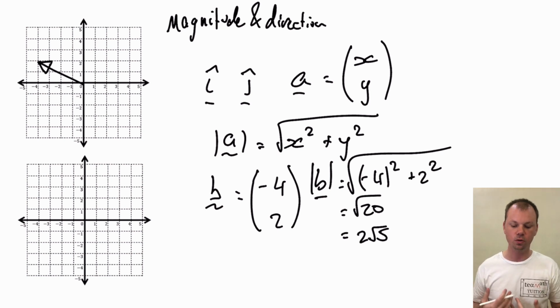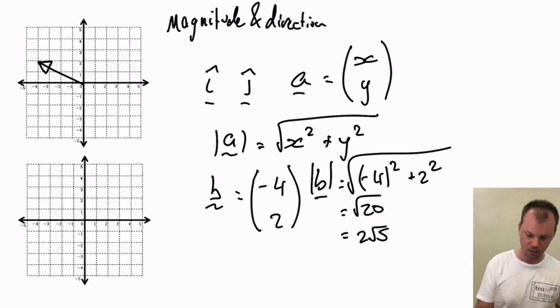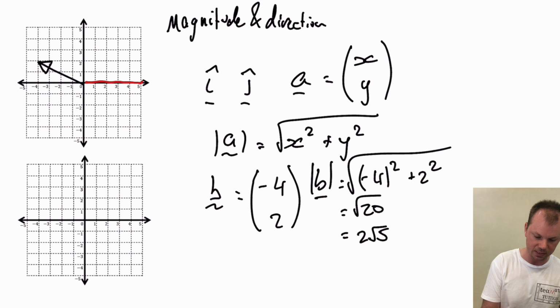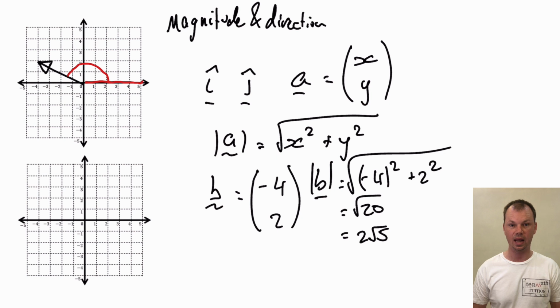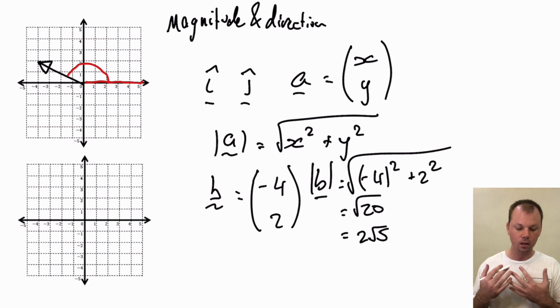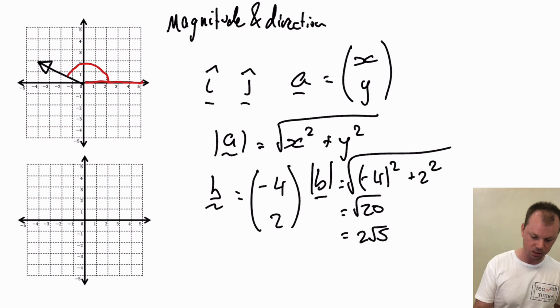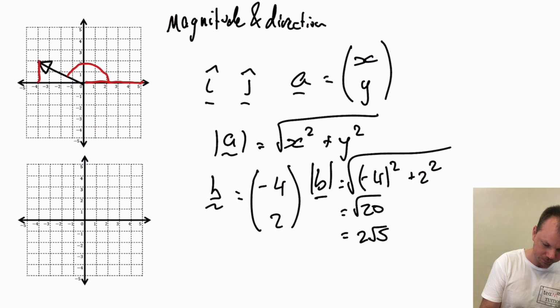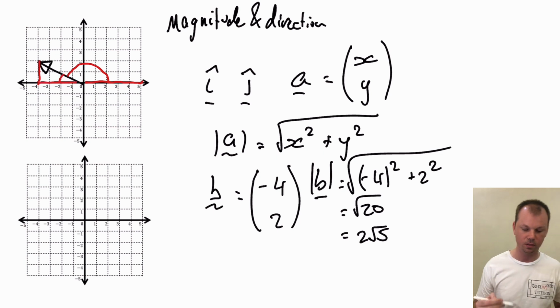Now direction. When we're talking about direction, the default direction is from the positive x-axis, being this one here. So if I'm looking for the direction of this vector from the positive x-axis, I'm going around in an anti-clockwise direction, and I want to know what that angle is. The easiest way to determine that is to find the angle made in this triangle here, and then I can use some angle properties to work out what this one is over here.